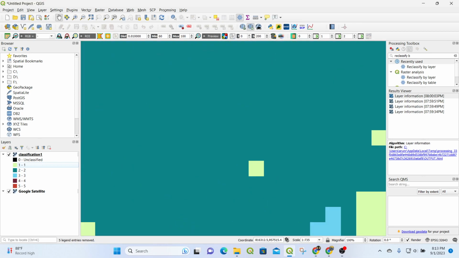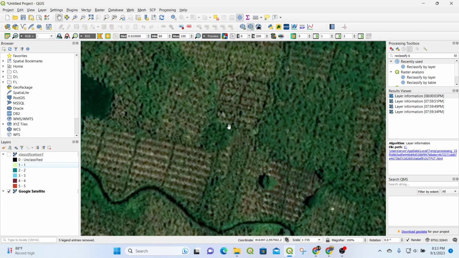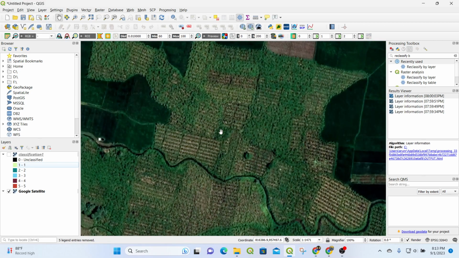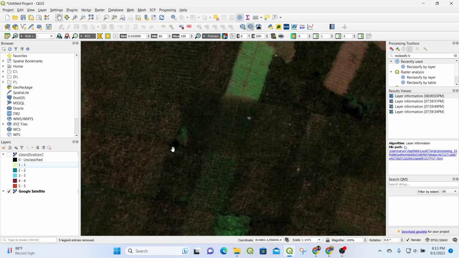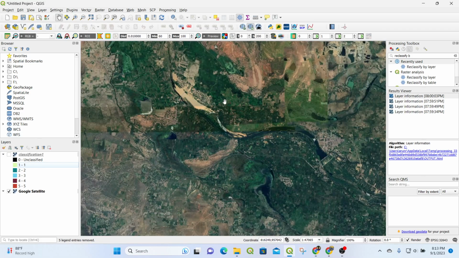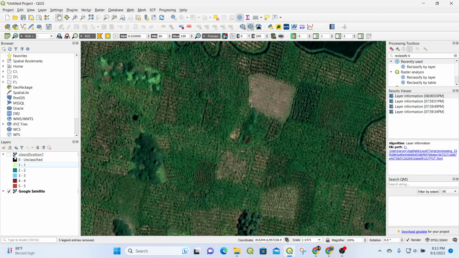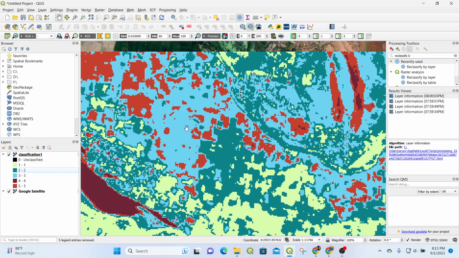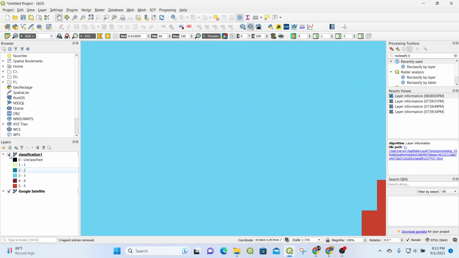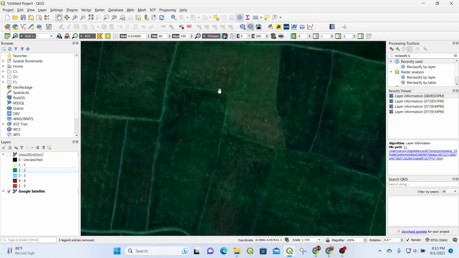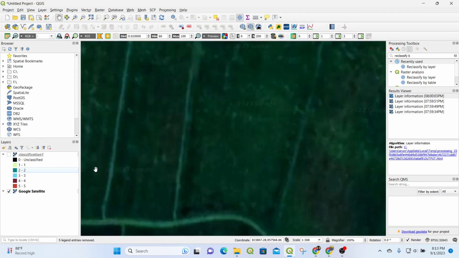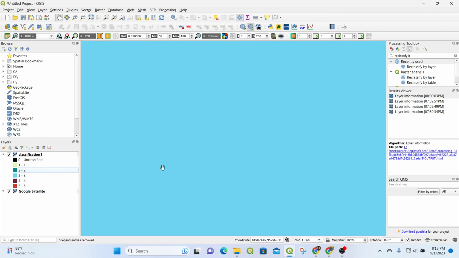Let's see here. It is maybe a different type of crop, which has a different spectral signature. If you see here, the crops are different. Here the crops are different. So maybe this is another type of crop. And what is number 3? Number 3 is here. Number 3 is another type of agricultural land. If you see here, the cropping pattern is different, more dense.